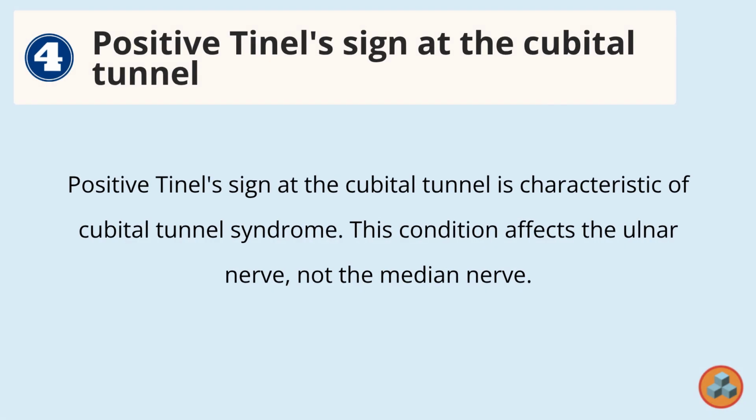Option 4, positive Tinel's sign at the cubital tunnel. Positive Tinel's sign at the cubital tunnel is characteristic of cubital tunnel syndrome. This condition affects the ulnar nerve, not the median nerve. This option takes us to an entirely different nerve. The cubital tunnel is the home of the ulnar nerve at the elbow. A positive Tinel sign there implicates the ulnar nerve, not the median nerve, and certainly not the anterior interosseous nerve. This option can be eliminated immediately. Wrong nerve, wrong tunnel, wrong diagnosis.